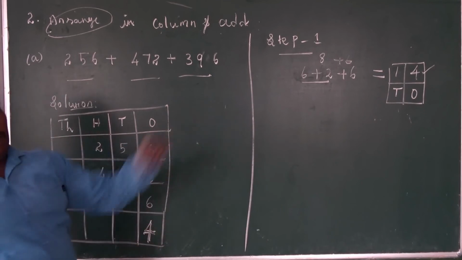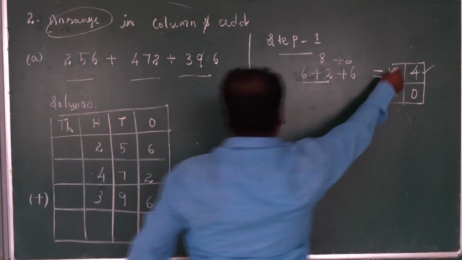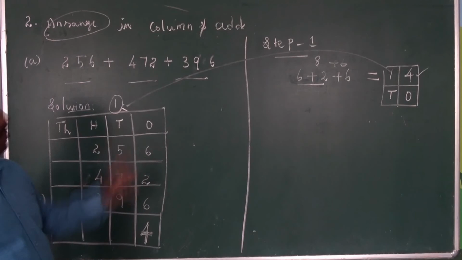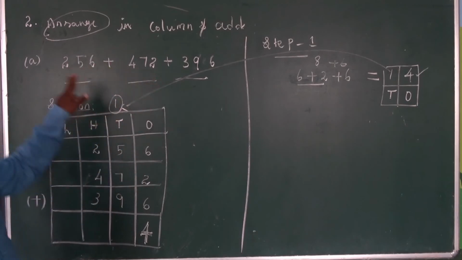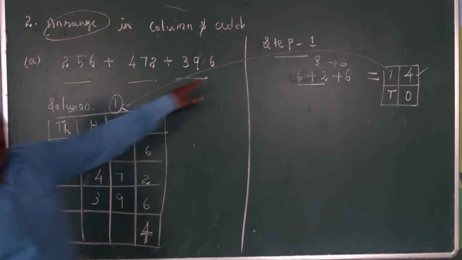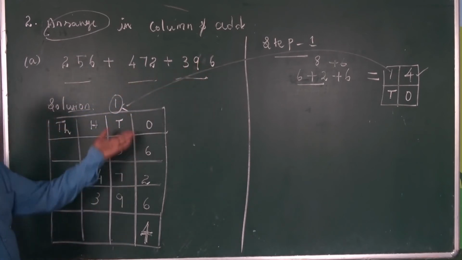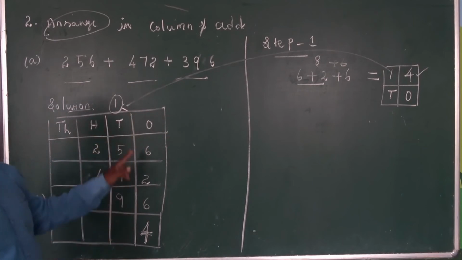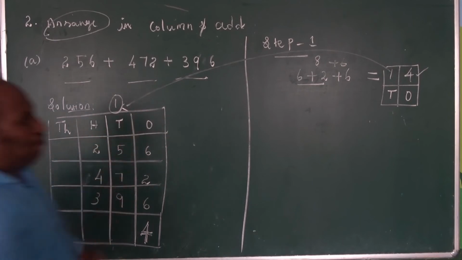The 1 tens carries over to the tens place. Arrange in columns and add: 256, 472, 396. First we add the ones place. Next we go to the tens place.